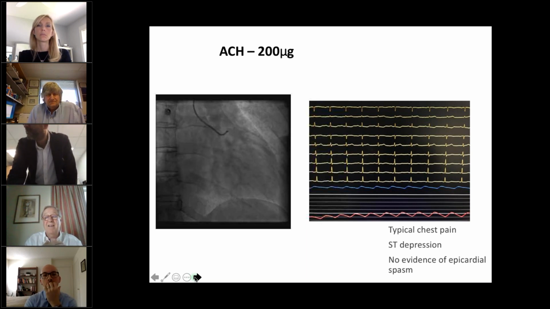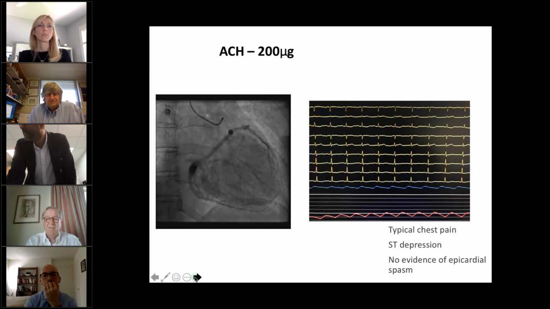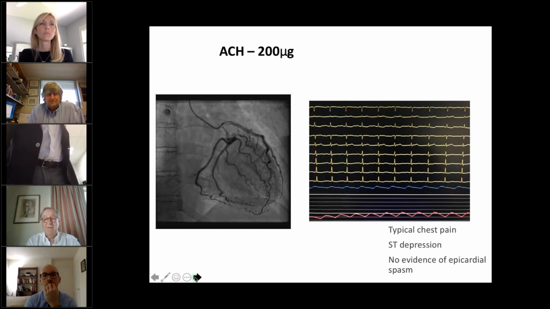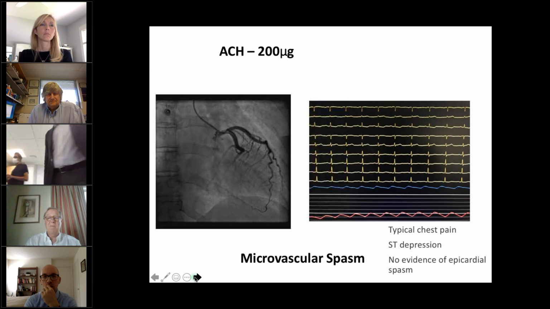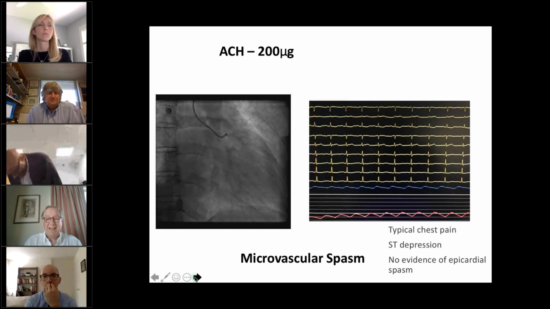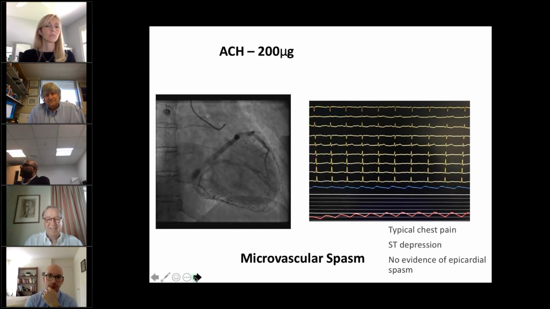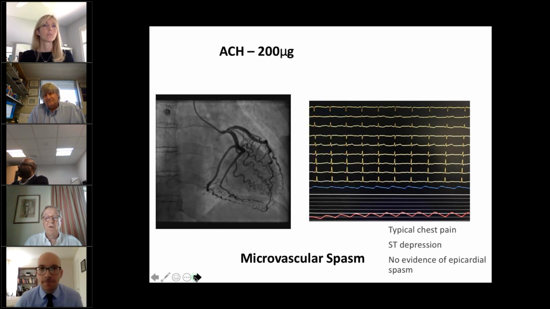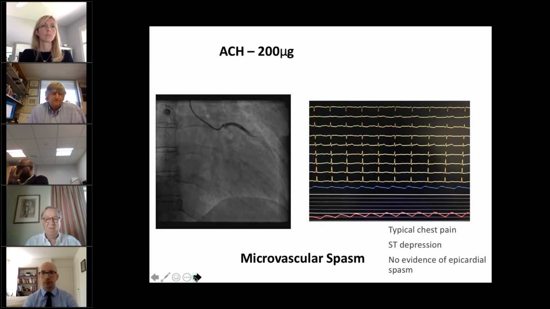The patient says, well, the pain has increased, and now there is evidence of ST depression on the ECG. Next, please. This is what we call microvascular spasm. So microvascular spasm is a chest pain induced by acetylcholine associated with ischemic changes on the ECG, but in the absence of focal spasm of the epicardial coronary arteries. Next, please.